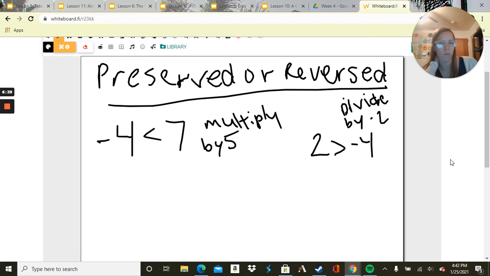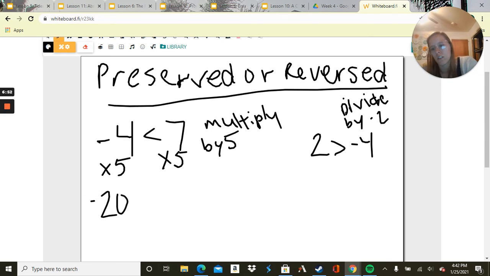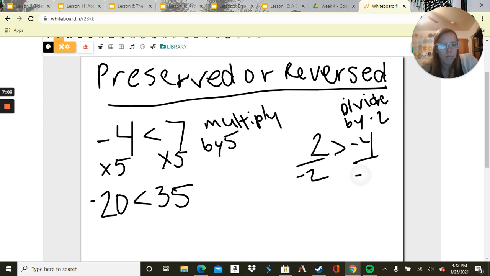Now, last thing, we're just going to go over a couple more, is the inequality preserved or reversed. So if we multiply this one by 5, we're multiplying by a positive number. So the sign stays the same, and it's correct. Negative 20 is less than 35. Here, we divide by a negative 2. So we're going to get negative 1 is less than 2, which is correct. Okay?